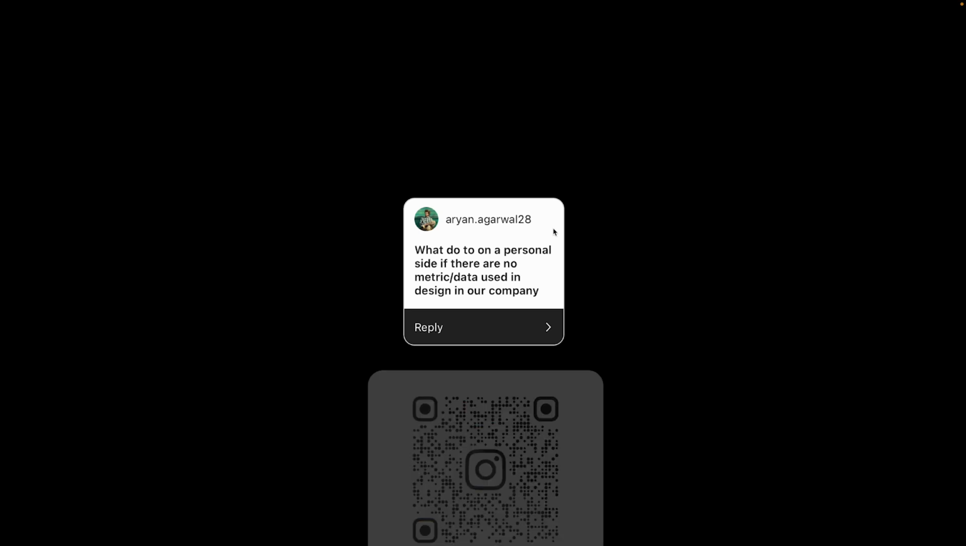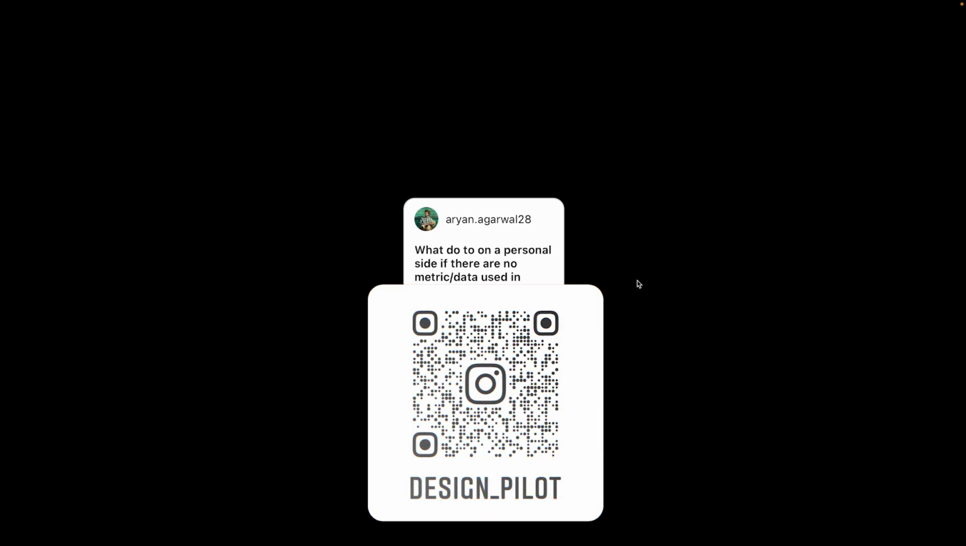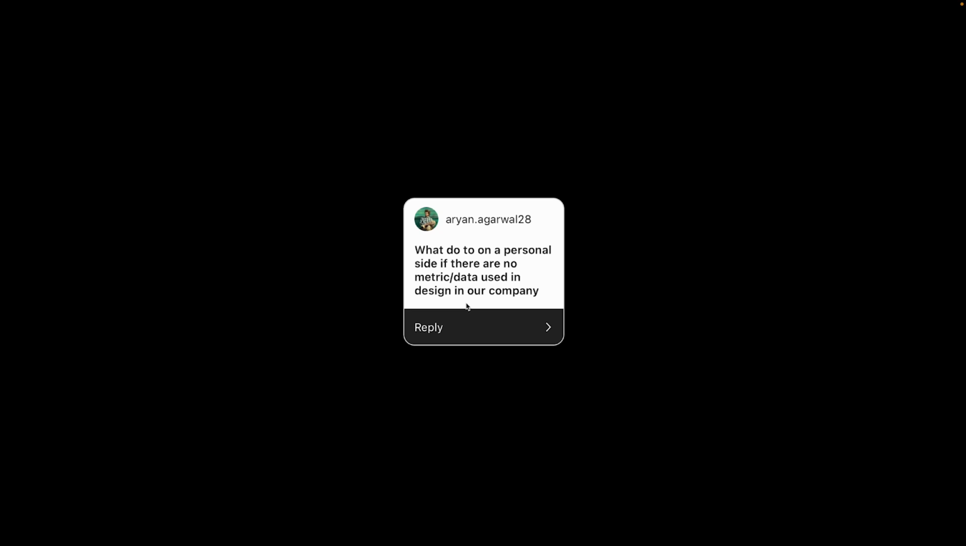Now, moving on to the next question. What to do on a personal side if there are no metrics or data being used in design in our company? Now, I truly believe a lot of designers, pretty much 80% of the junior designers or 80% of the small companies do not use metrics or data when making design to make data-driven design decisions in their company.